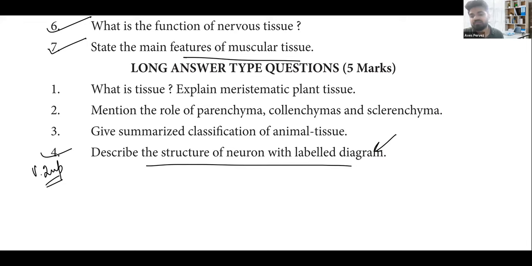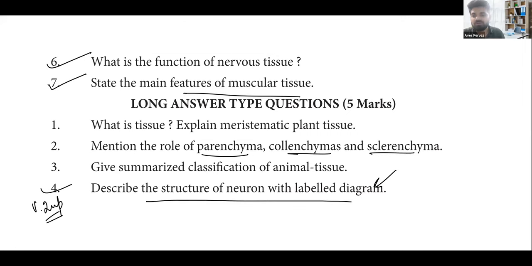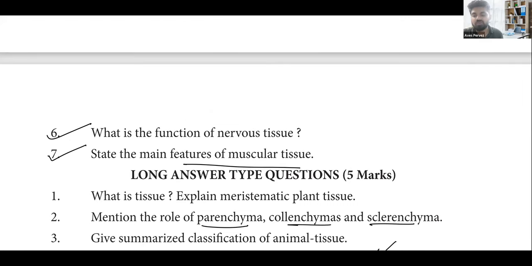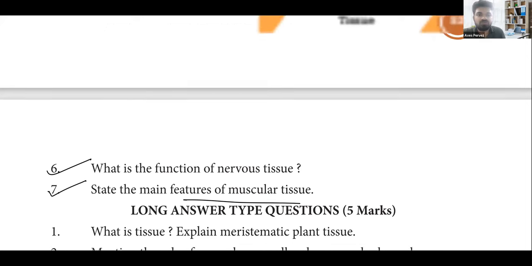Give a summarized classification of animal tissue. We have done this one, you have noted this in your copy. And mention the role of parenchyma, collenchyma, and sclerenchyma. We have also done this one. Okay, what is tissue? Meristematic tissue. We have also done this one.